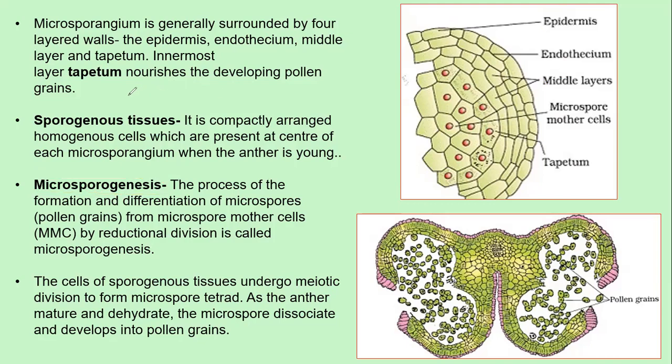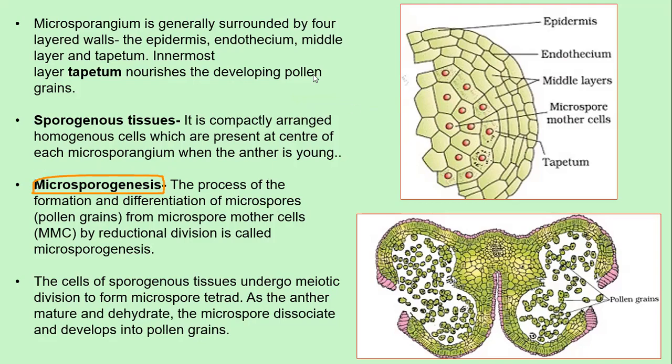In case of plants, you will call the male gametes as microspore, and you will call the female gamete as the megaspore. So the process of formation of microspore, you will call microsporogenesis, and the process of formation of megaspore, you will call megasporogenesis. Since we are learning about male gametogenesis, you'll study about the process of microsporogenesis.